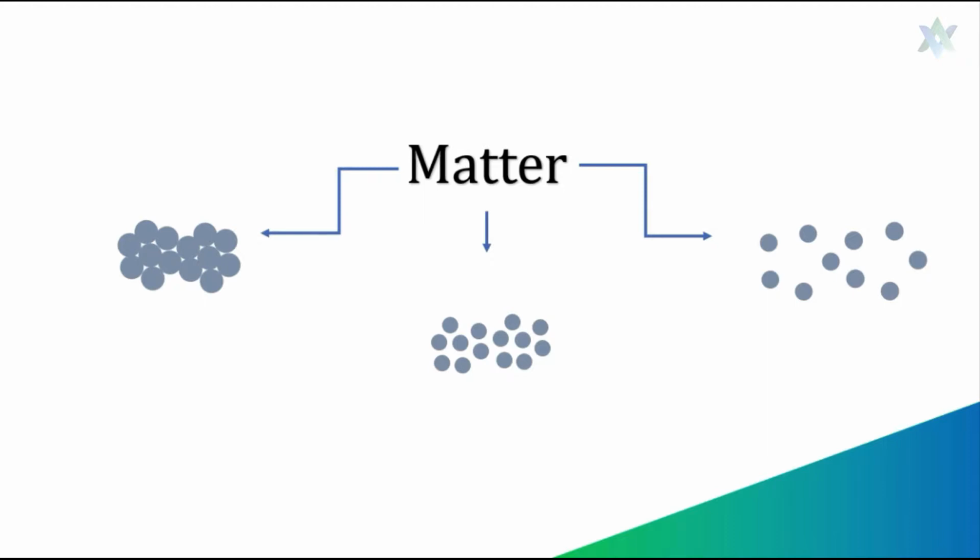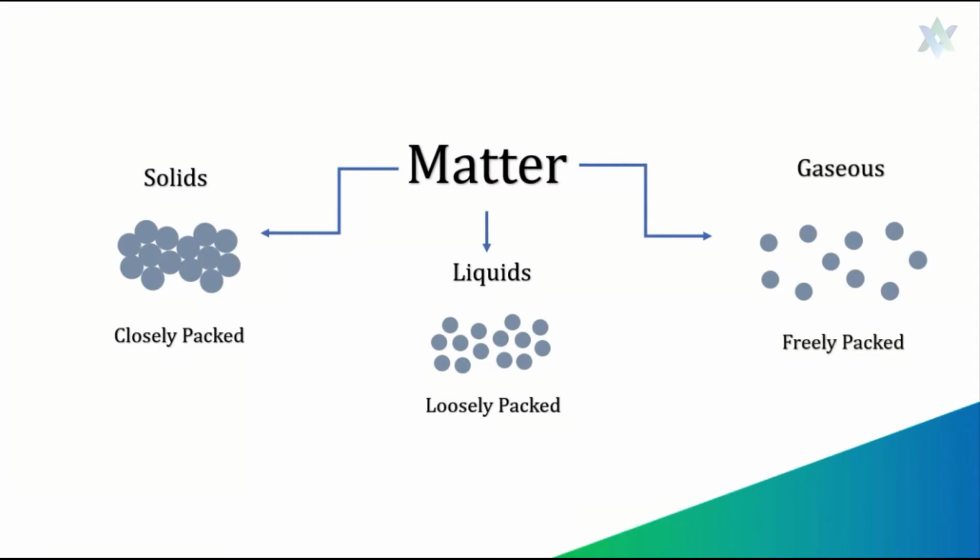If the space in between the atoms is less, then the matter is in solid state. Due to the less space in between the atoms, we can say that in solid state, the atoms are closely packed. And if the space in between these atoms is more than in solids, then the matter is in liquid state. Here the atoms are loosely packed. Similarly, if the space in between these atoms cannot be determined, then the matter is in gaseous state. Here atoms are freely packed, which means there is no bonding in between the atoms.